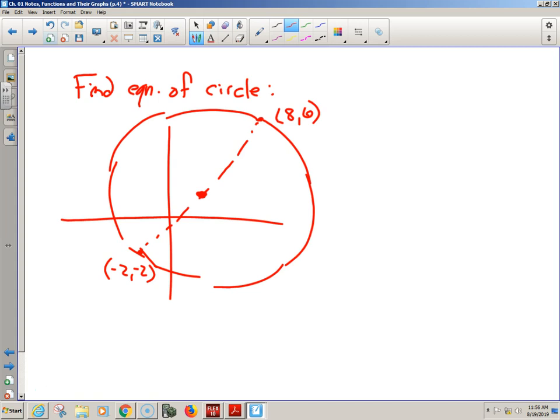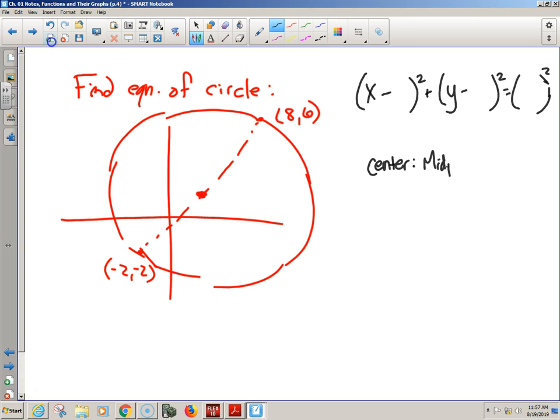What are you missing? The center. Missing the radius, and I'm also missing the center point. Ugh. How do I get the center point? Midpoint. The center is the same thing as the midpoint of the diameter, right? Midpoint formula. Look at them making you go back to section 1.1.